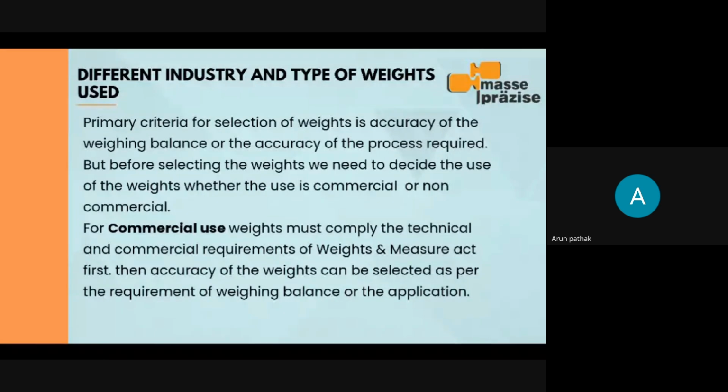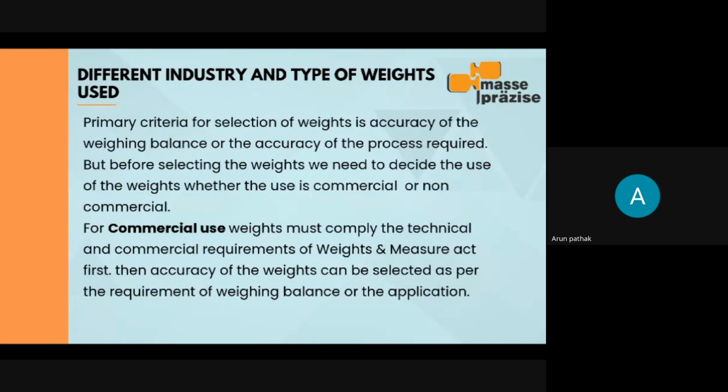Next is different industry and type of weights used. As we discussed previously, first we need to identify the type of use of the weights, whether the weights are to be used for commercial purpose or for non-commercial purpose. For commercial purpose use, weights must comply with the requirement of local law of the land, such as the Legal Metrology Act in India.